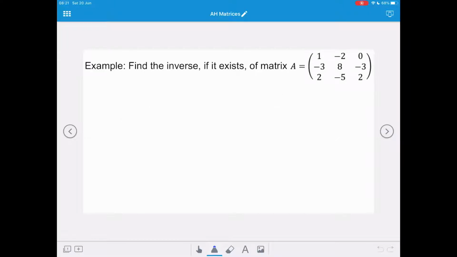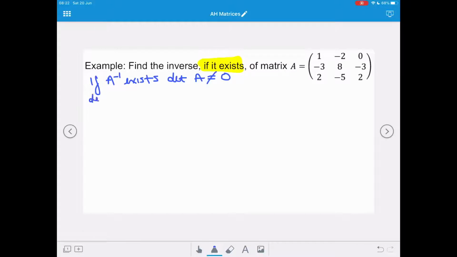So in this example, we want to find the inverse, if it exists, of matrix A, where it's 1, negative 2, 0, negative 3, 8, negative 3, 2, negative 5, 2. So the question says, find the inverse if it exists. And we know that a determinant has to not equal 0 in order for an inverse matrix to exist. So if the inverse of matrix A exists, the determinant of A cannot equal 0.